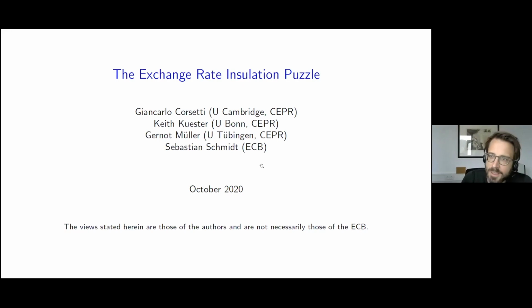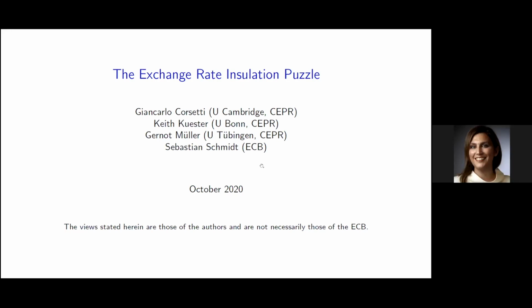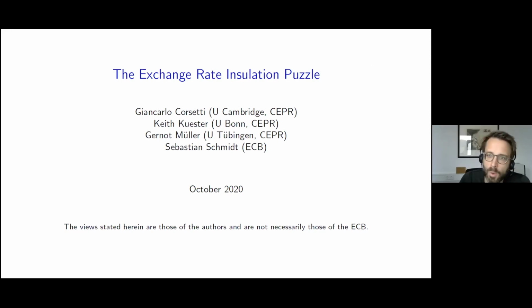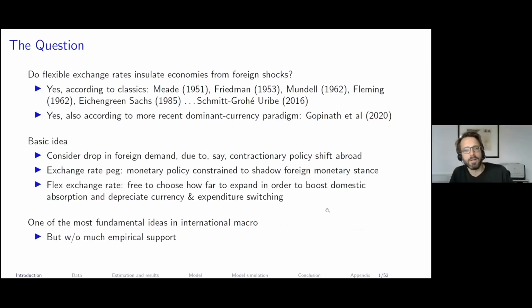In this paper, we take up what we think is a very old, classic question, namely to what extent flexible exchange rates insulate economies from foreign shocks. If you ask this question and go back to the classics, you get a resounding yes, starting with Meade and Friedman, Mundell, Fleming. This is the way we teach things in Macro 101, I think; at least I still do it this way. If an economy operates a flexible exchange rate regime, it's better suited to cope with foreign shocks.